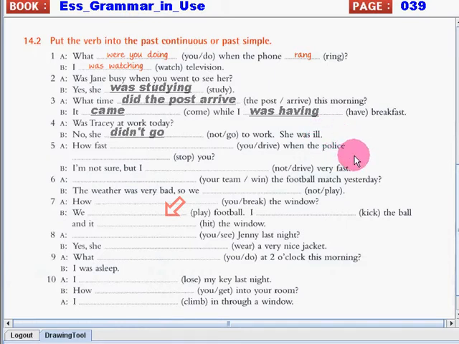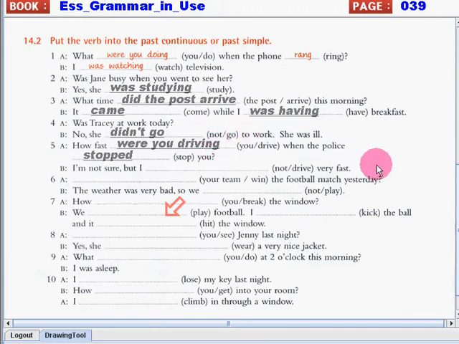Number 5. How fast blank when the police blank you? Okay, so what do you think are the right tenses for our verbs here? So, our question is, how fast were you driving when the police stopped you? The long action here is the driving, and the short action is stopped. So, the long action was happening when the short action, the police stopped you, happened.